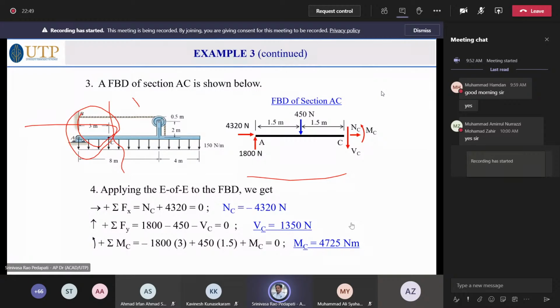Before going to that, if there are any questions, we will take the questions and move on. If there are no questions, we continue with our lesson.